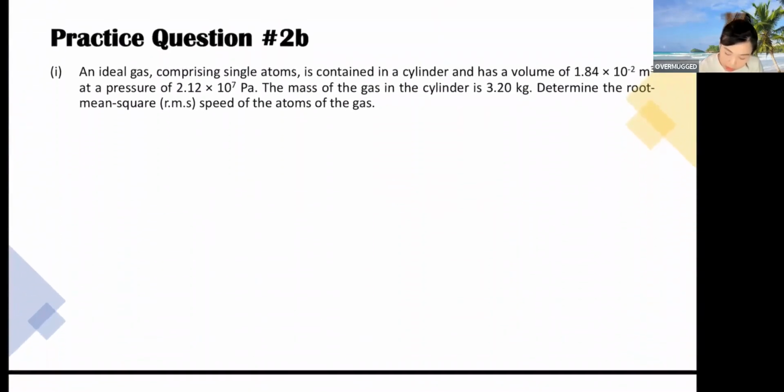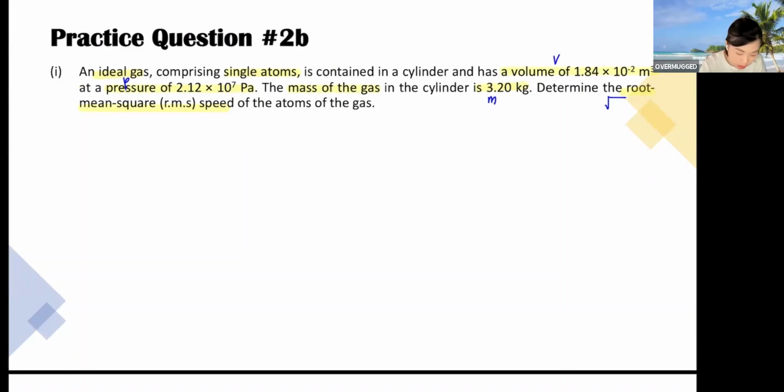Okay, the next one. So question 2b. Now they say I have an ideal gas comprising only a single atom, so there's no molecule, inside a cylinder which has a volume of this and at a pressure of this. So you have your P, you have your V. Now the mass of the gas in the cylinder is given to be 3.2 kg, so you have your M as well. Determine the root mean square speed of the atoms of the gas.